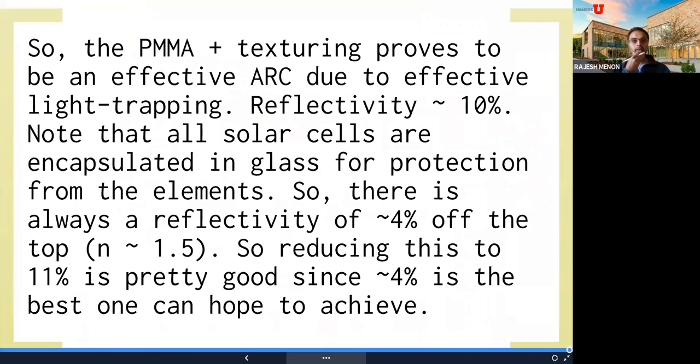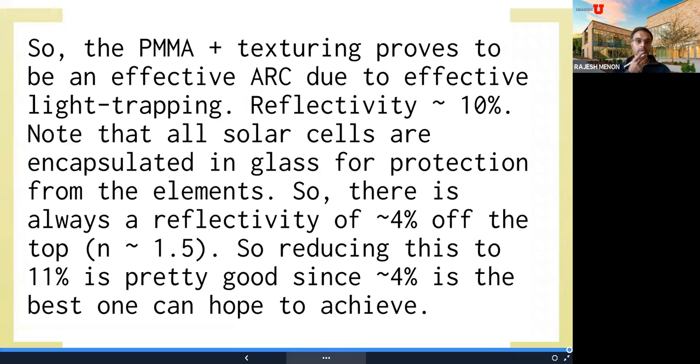Of course, in an actual device, these are a little bit better. So just to conclude this whole part of the lecture, the PMMA plus texturing proves to be a very effective anti-reflection coating due to the effective light trapping. So remember all those bounces that happen? This is referred to as light trapping. And you will talk more about this in about 2 weeks. So the total reflectivity can be reduced to about 10%.